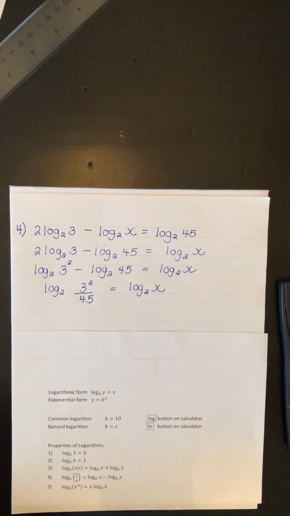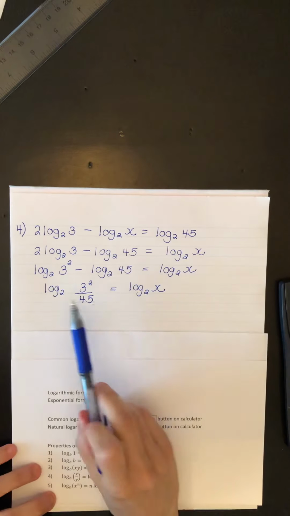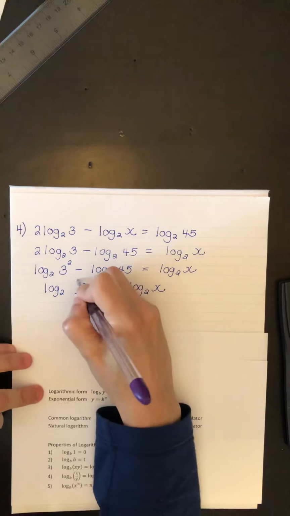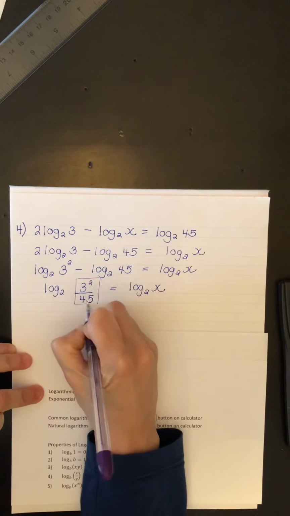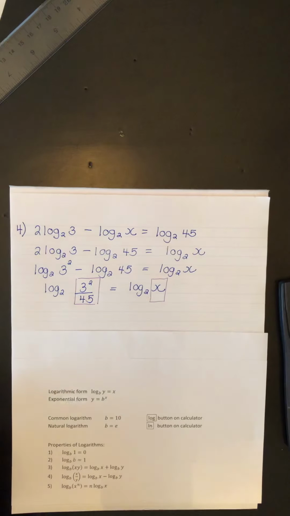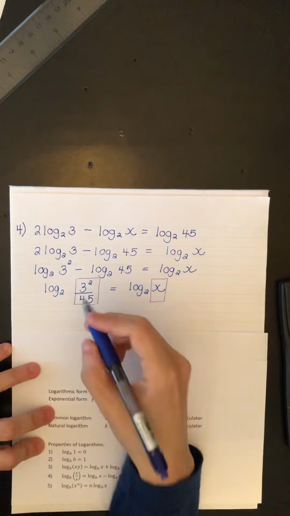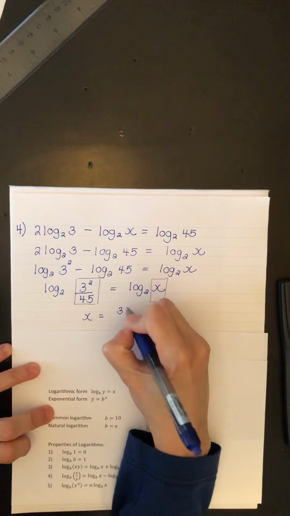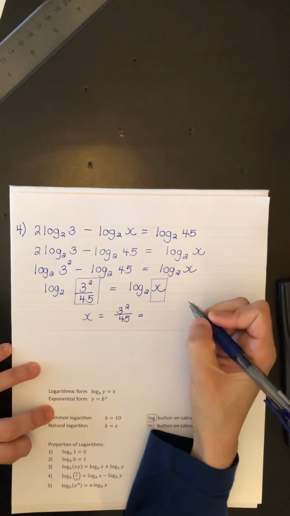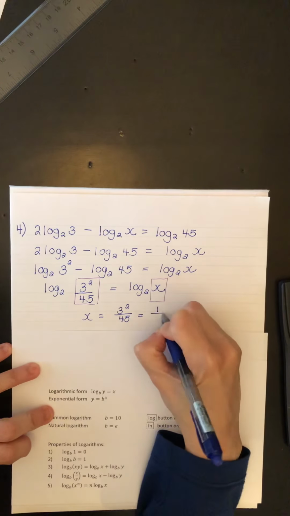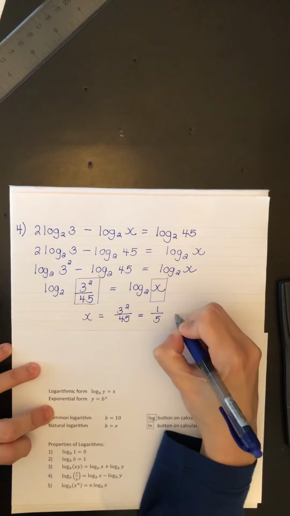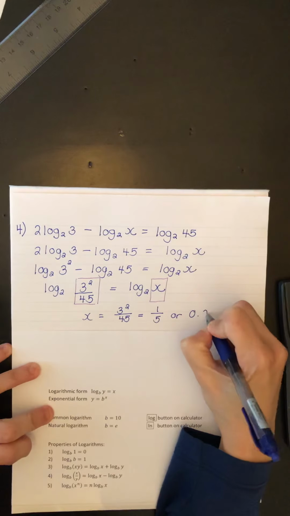Okay, each side is now a single logarithm with the same base. And since it's an equation, this is the step at which we can conclude. The argument on the left is equal to the argument on the right. This means x is equal to 3 squared over 45, which is 9 over 45, or 1/5, or 0.2 if you prefer.